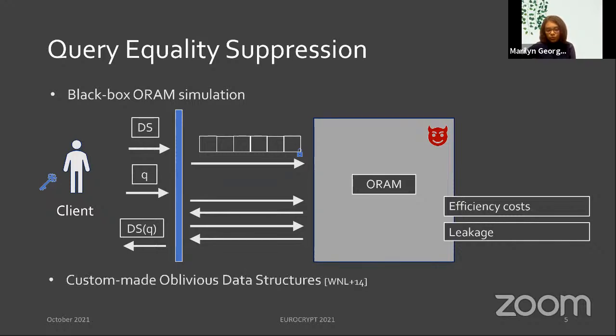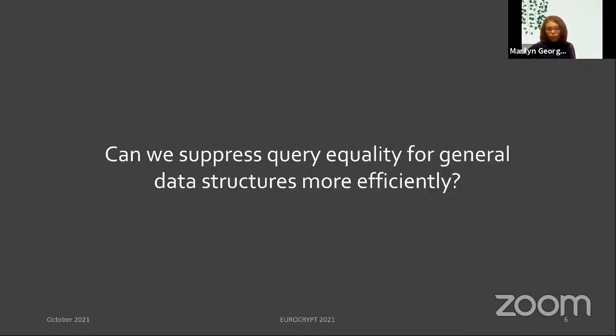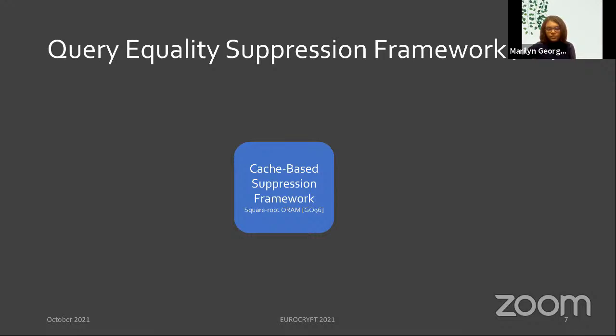There has also been work in custom-made techniques, so custom-made oblivious data structures, which are made for a particular structure like a tree, and they suppress query equality on that particular data structure. So the question arises: can we do something that is general for many different data structures while also being more efficient than black box ORAM simulation? It turns out this question was answered by the query equality suppression framework introduced in 2018.